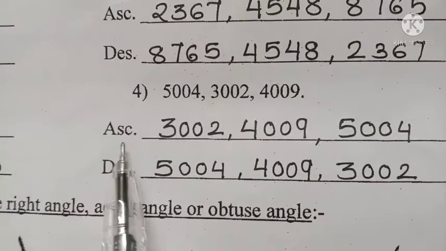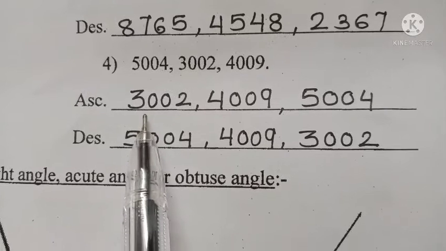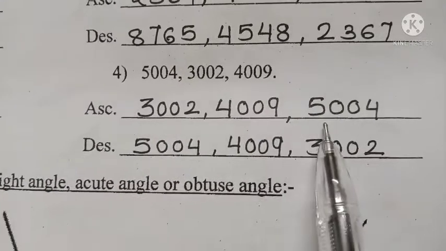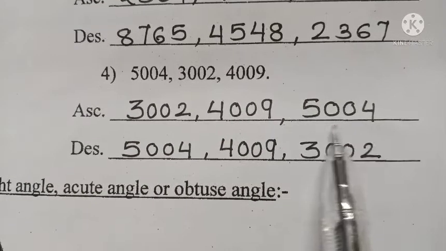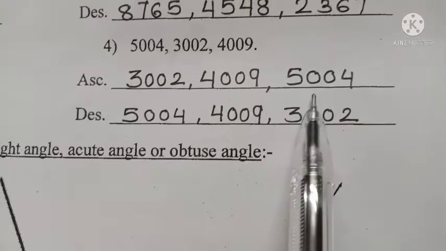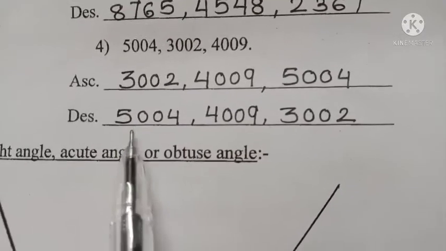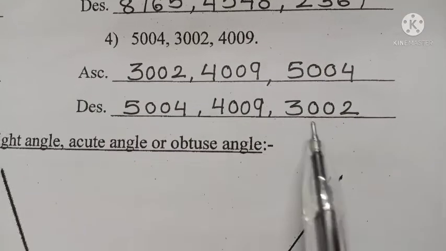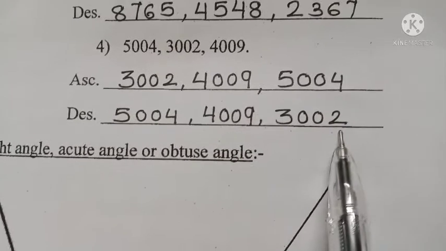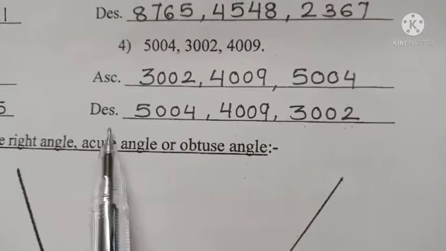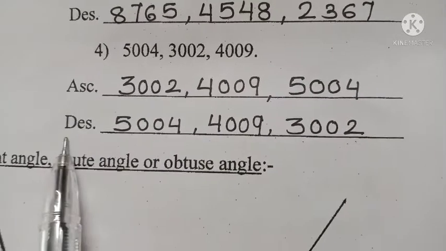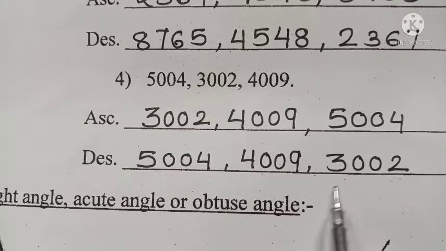Now we'll see the fourth question here given 5004, then 3002 and 4009. So in ascending order which number will come first? Yes, the smaller number is 3002, then afterwards 4009 and last the bigger number is 5004. So this is the ascending order. And in descending order, first bigger number will come 5004, then 4009 and the smaller number 3002. So students, all of you understood ascending means smaller to bigger number we have to write, and in descending bigger to smaller number.